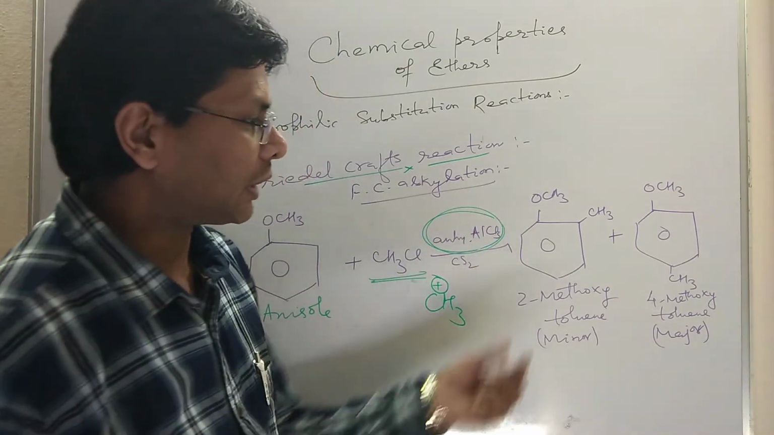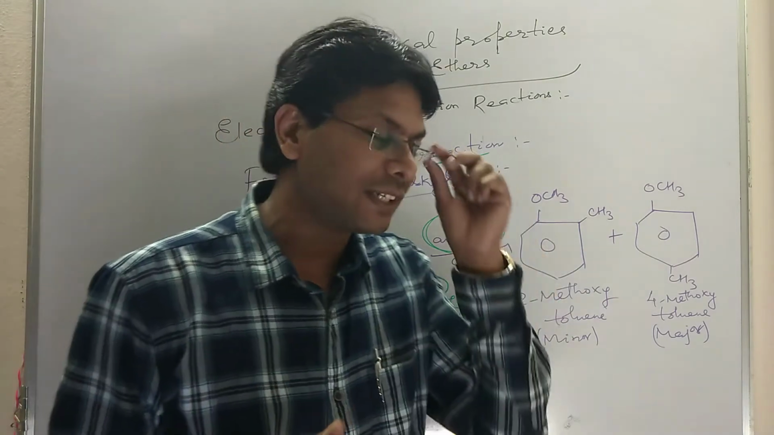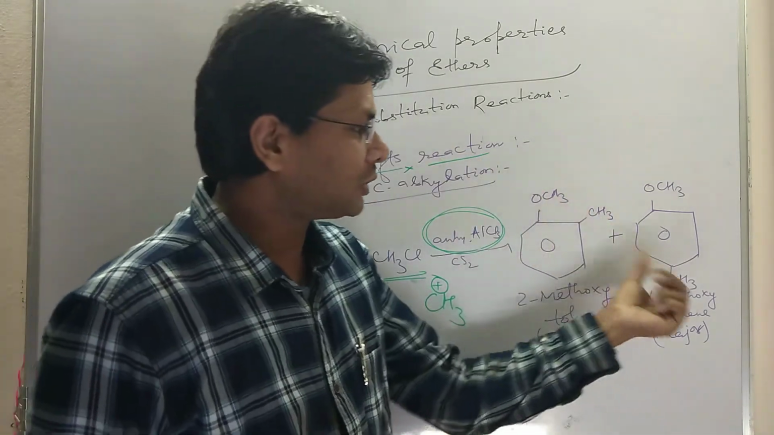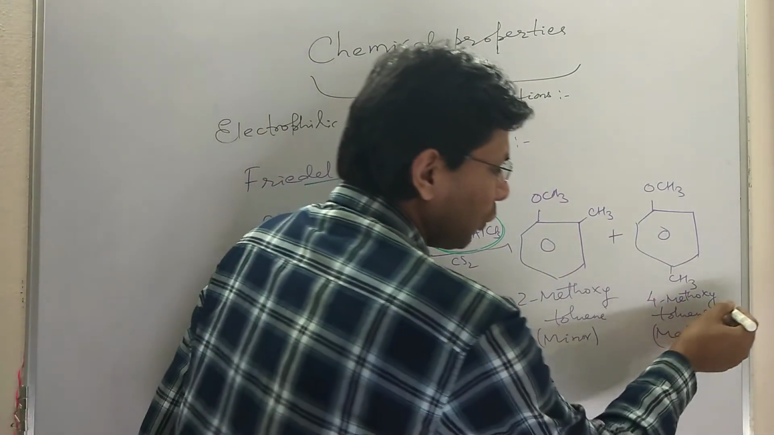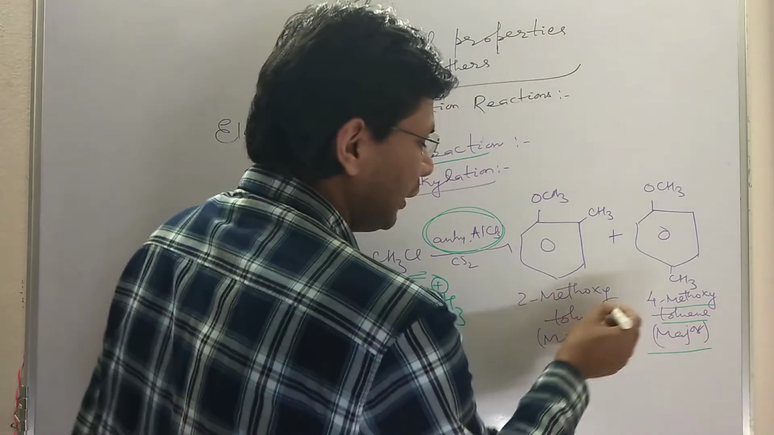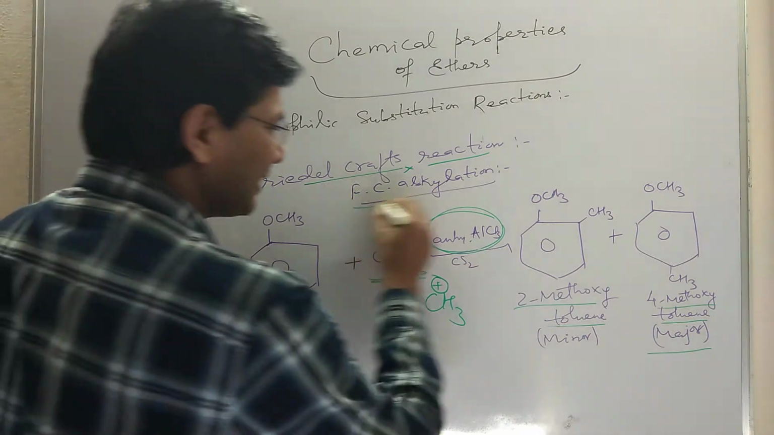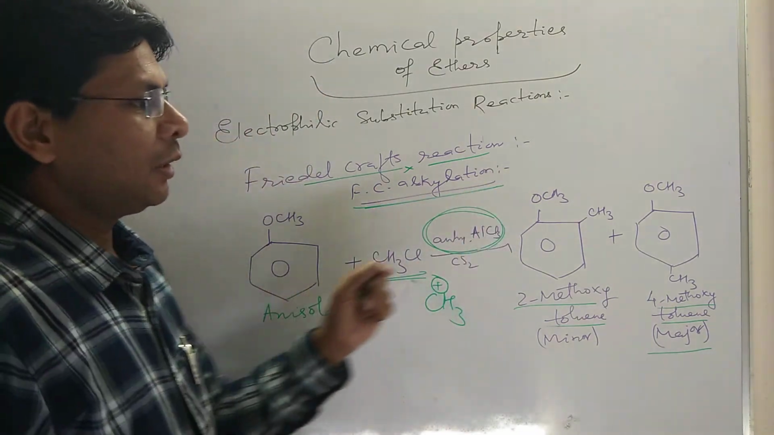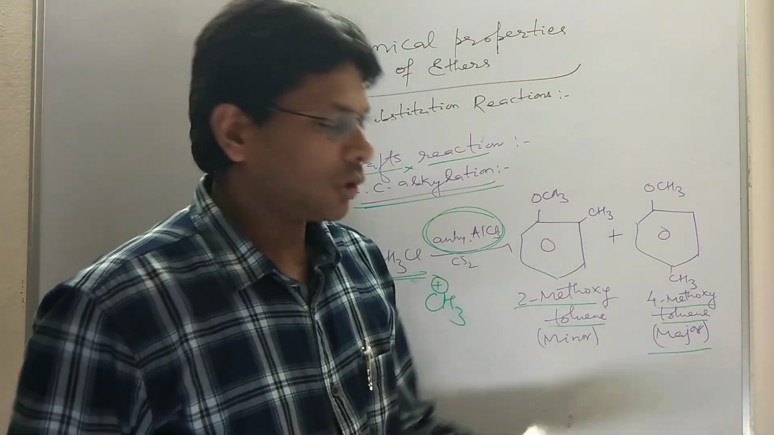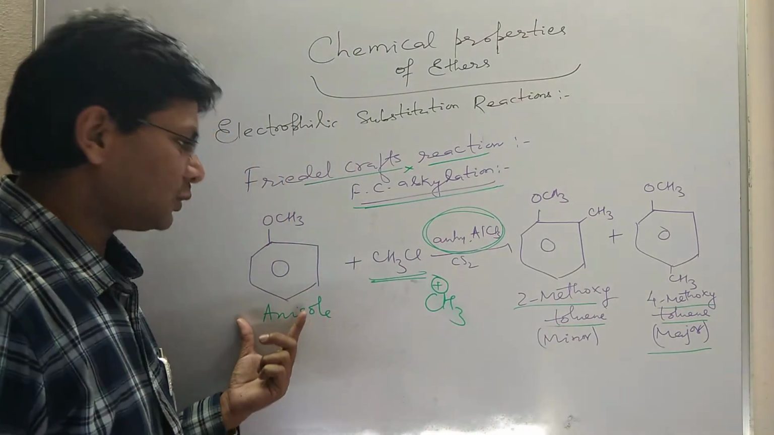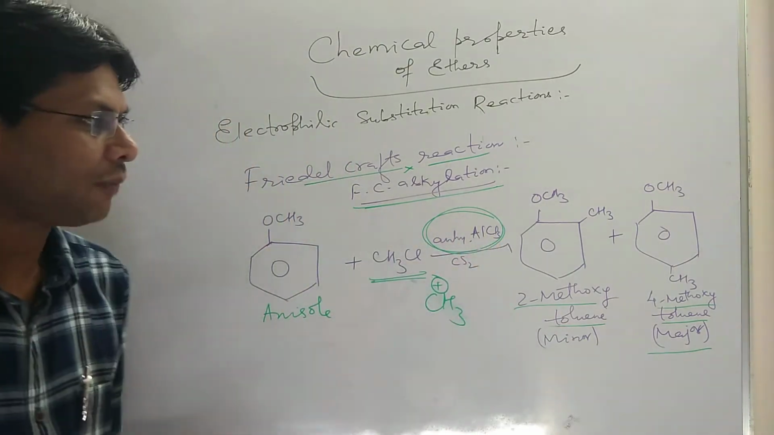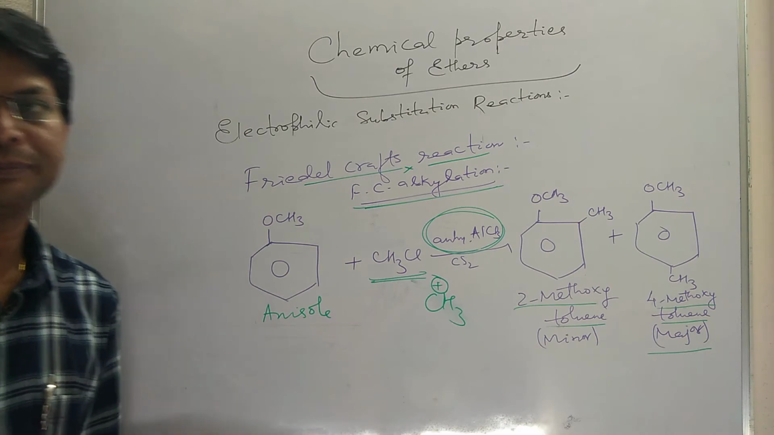This methyl carbocation will attack where the electron density is more. So it will attack at ortho position as well as para position. So 4-methoxytoluene is the major product. 2-methoxytoluene is the minor product. So during Friedel-Crafts alkylation, 2-methoxytoluene and 4-methoxytoluene are formed when anisole is treated with chloromethane in presence of aluminum chloride.